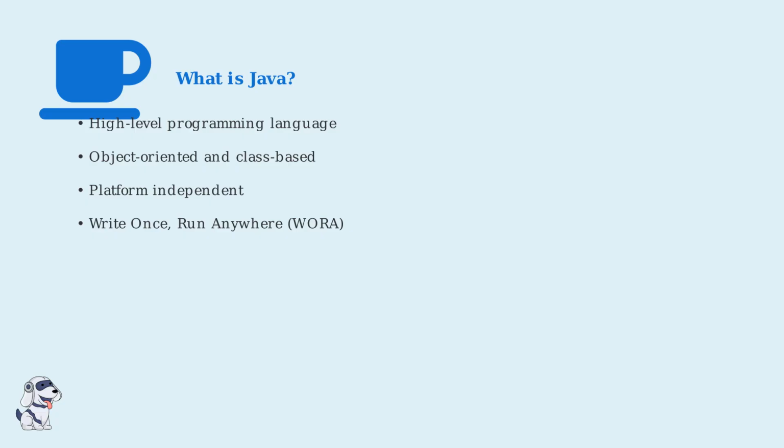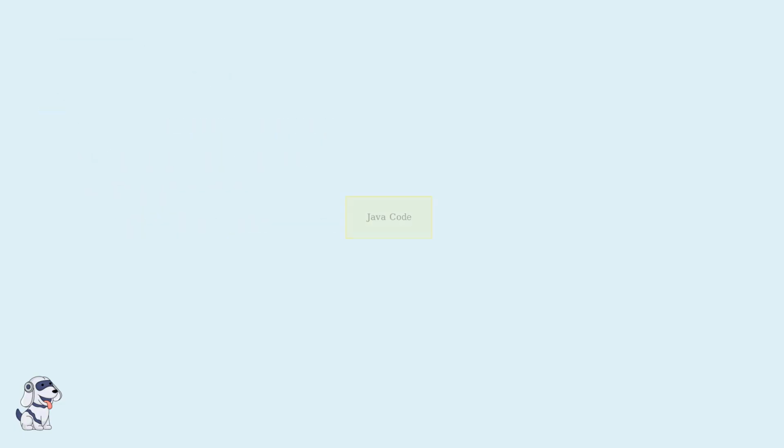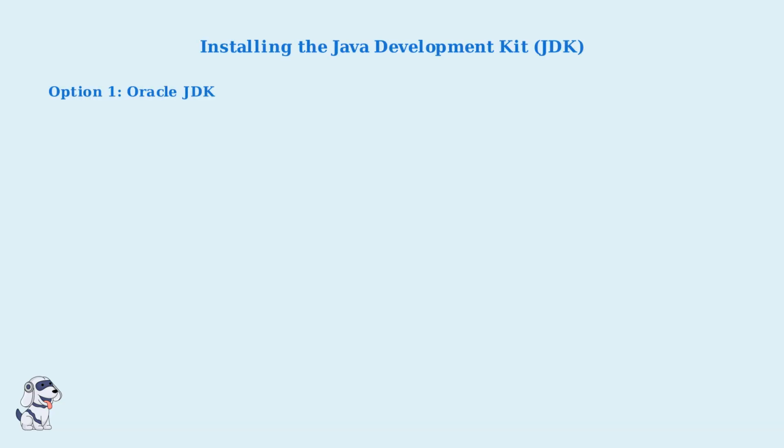Its key principle is write once, run anywhere, meaning Java code can run on any platform that supports Java without modification. Here's how the write once, run anywhere principle works. Java source code is compiled into platform-independent bytecode, which can then run on any system with a Java virtual machine installed. To develop Java applications, you need the Java Development Kit, or JDK.